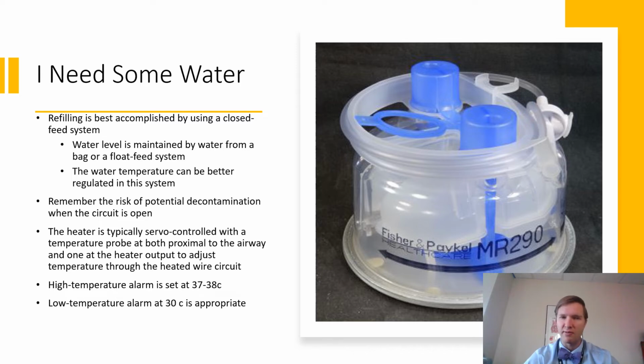What about water? Well, when we're doing this, refilling is best accomplished by using a closed feed system. How do we make sure that we have adequate water levels at all times? We can hook them up to either what looks like an IV bag that automatically fills it, or we have a spike into the heated wick ones where the water will continually be pulled through to pick up humidity. So we have that reservoir of water that will just continually refill it, right? So that's a closed feed system.